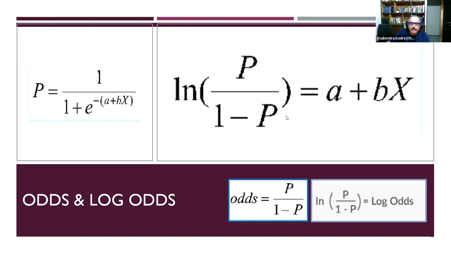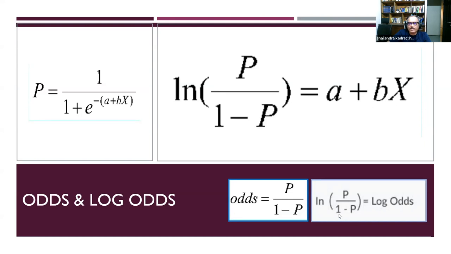Now we have given a special term to p upon 1 minus p. You see, p upon 1 minus p you call odds. Simply we call it odds. So log of p upon 1 minus p, what will we call it? Log of odds. This is an industry term we should remember: if somebody says log of odds, it means log of p upon 1 minus p.